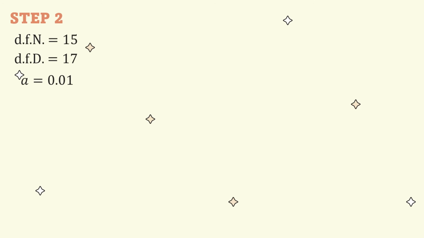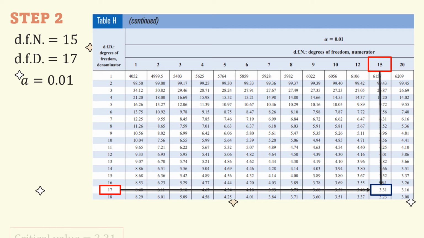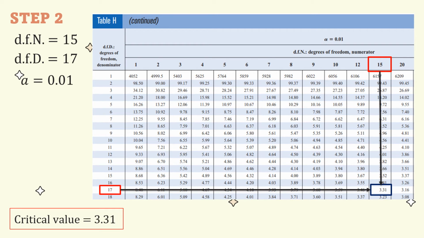Next, we have our degrees of freedom numerator and denominator, 15 and 17, and an alpha level of 0.01. Now we look at Table H, which is the F distribution table, and locate our degrees of freedom at alpha 0.01. The intersection, or the critical value, is 3.31.